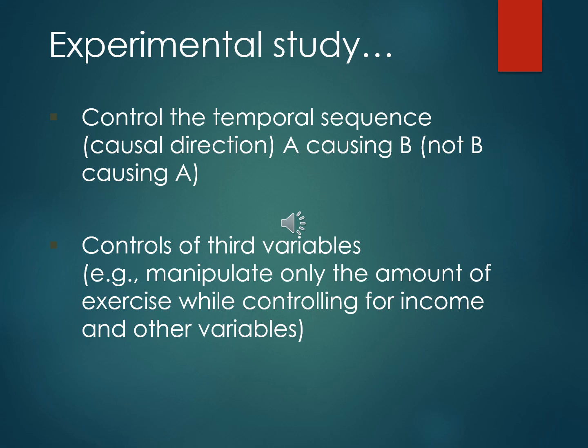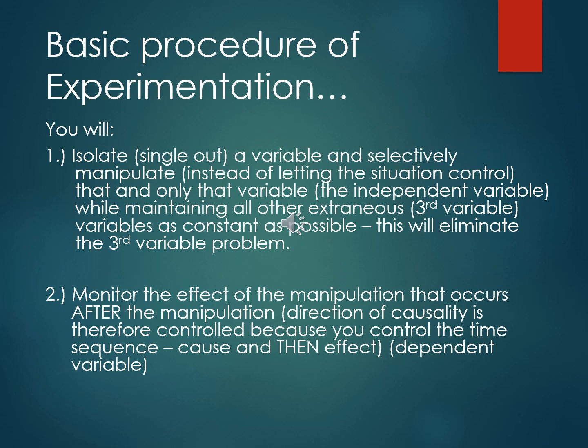And it also controls for the third variable problem. The reason why is you are isolating only one variable and manipulating only that variable. As in the case of Goldberg's second study, what he actually did is take prisoners who are healthy, and then randomly assign them into two dieting conditions. Therefore, the only thing that was different was the nature of the food that they consumed on a daily basis. So that's the gist of experimental control.